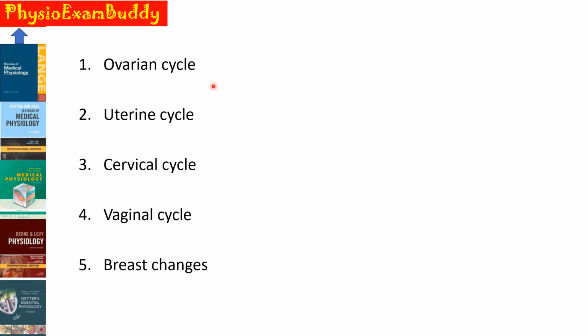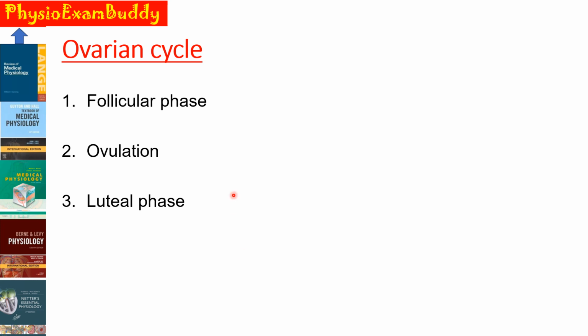The menstrual cycle can be classified as the ovarian cycle, which includes the changes in the ovary; the uterine cycle, meaning the changes happening in the uterus; the cervical cycle, that is changes in the cervix; and the vaginal cycle, the changes in the vagina. Certain breast changes also occur during the menstrual cycle. This video is on the ovarian changes. We will see what changes occur to the ovary in the menstrual cycle.